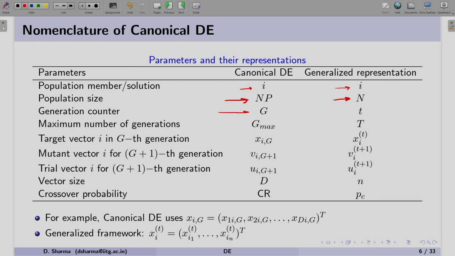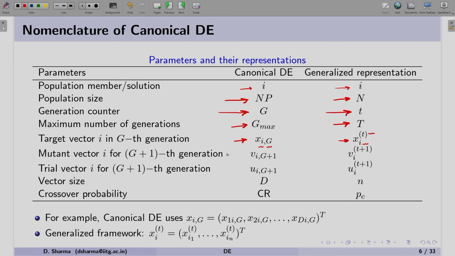Similarly, we have the counter. This is called the generation counter. It is represented as G in DE, but we are representing it as a small t. The maximum number of generations is represented by G max. In our representation, it is represented by capital T. Similarly, the target vector. As you can see, for this target vector in the Gth iteration, I and G are written in the subscript of x. However, in our representation, we write I in the subscript and the generation number t in the superscript.